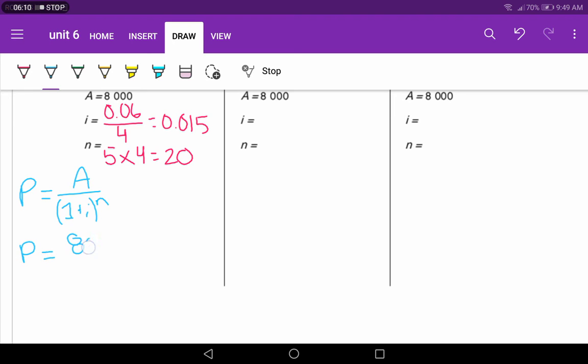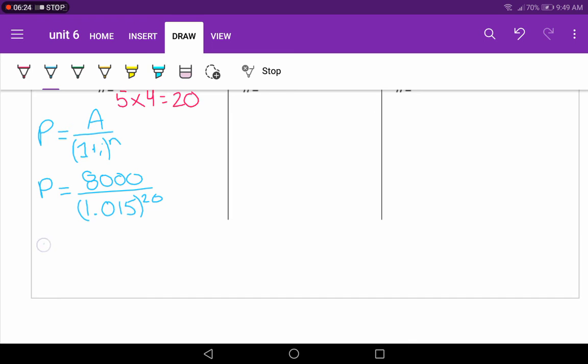A, our total amount that we want, is 8,000. 1 plus the decimal is just going to be 1 point the decimal, to the power of 20. Okay, so again we're going to follow BEDMAS, doing our exponent next. Finally, dividing those out.